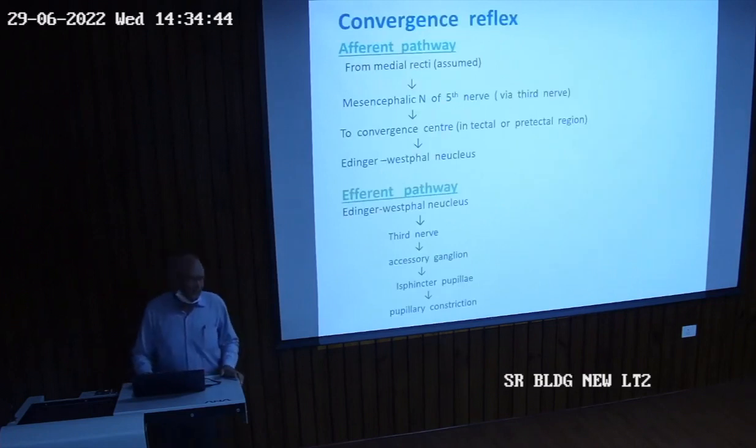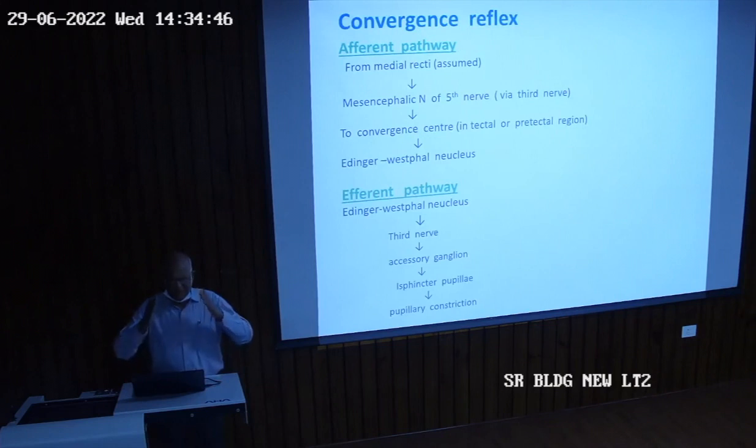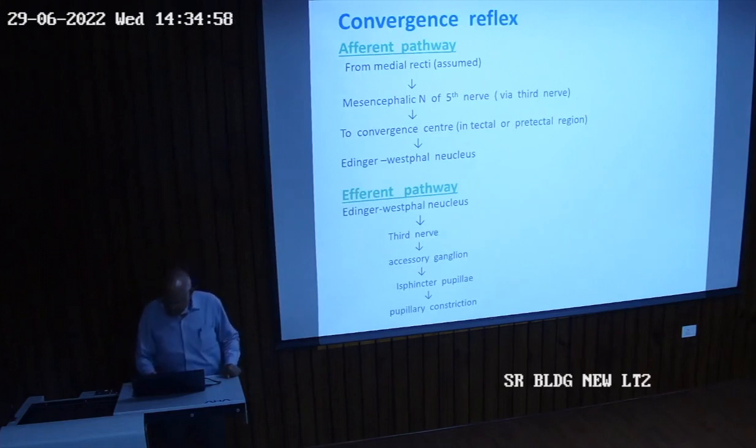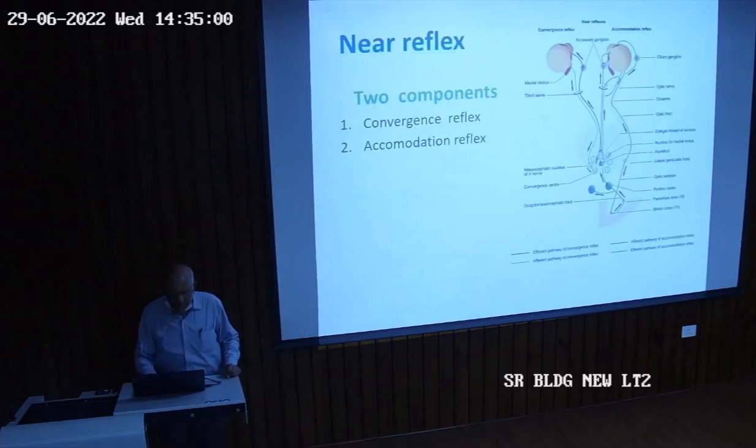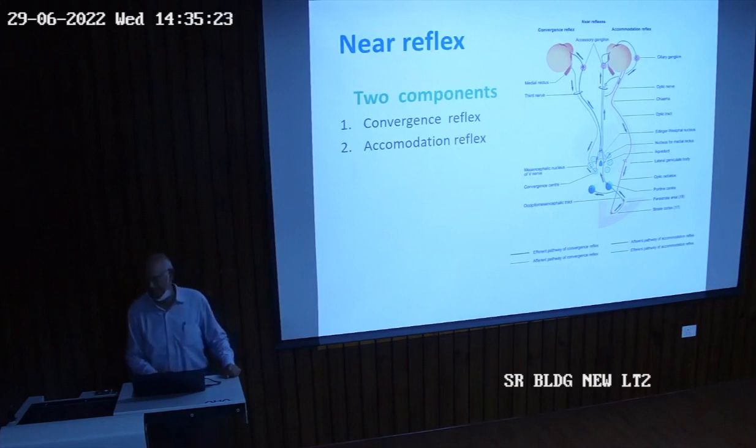Convergence reflex afferent pathway: in convergence there is contraction of the medial rectus. The stretching fibers of the medial rectus transfer through the third nerve to the mesencephalic root of the fifth nerve, then the convergence nucleus, and then the Edinger-Westphal nucleus. This is the afferent pathway. Then the efferent: Edinger-Westphal nucleus, then ciliary ganglion, pupillary fibers to the sphincter pupillae, and constriction of the pupil.